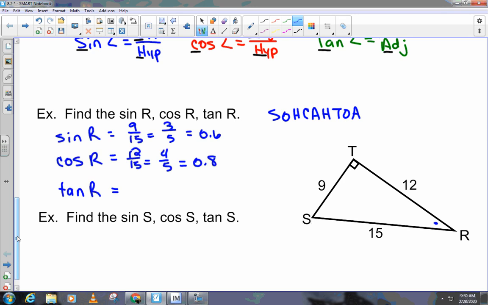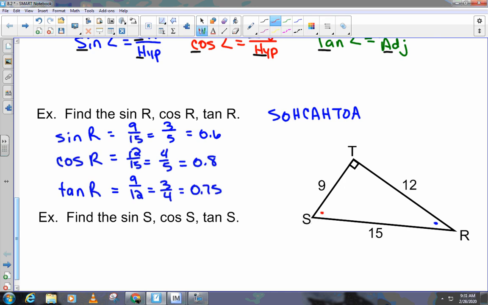What about the tangent of R? The tangent of R is opposite over adjacent. So what's the opposite? 9 over the adjacent, which is 12. So that's 9 over 12. That reduces to 3/4, which is 0.75. Okay? So that is the sine, the cosine, and tangent of R.